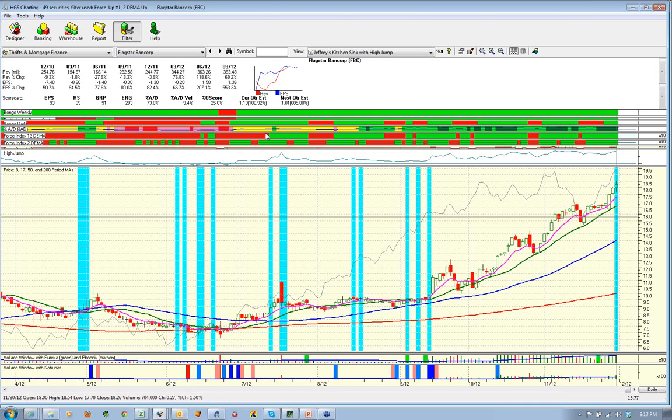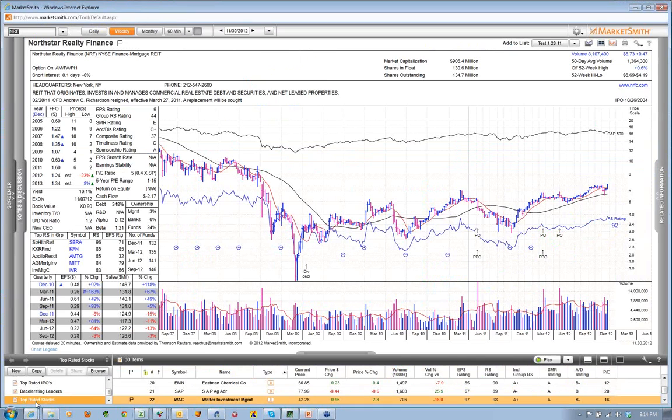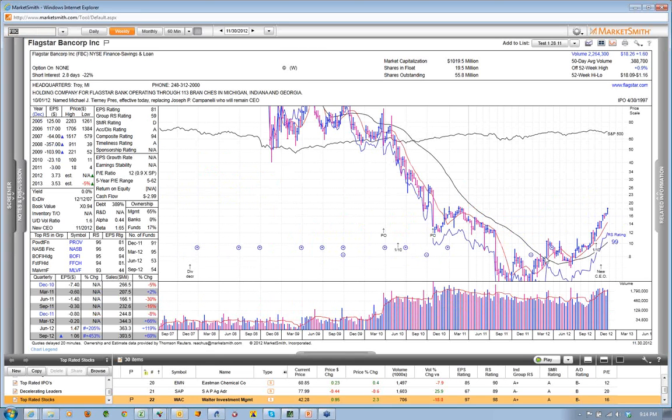Here's the one that I mentioned last time, and I hope people bought this stock. I don't think I say stock of my day or stock of the week, but this was one I was profoundly interested in because of its earnings. So this is FBC. Profound pullback, new CEO, RS of 99, certainly in an uptrend here.